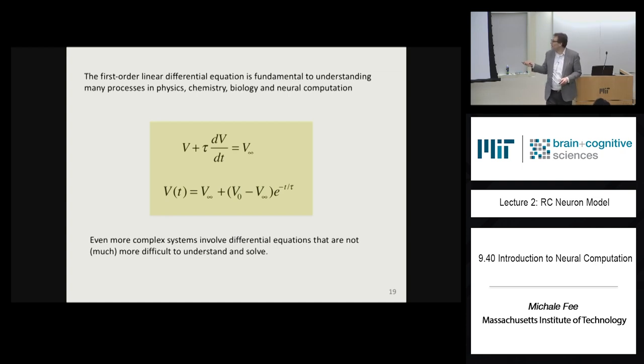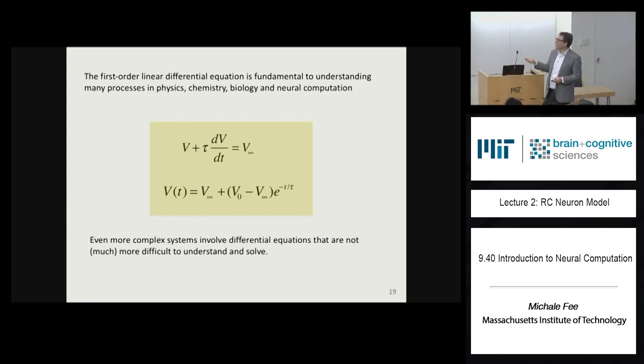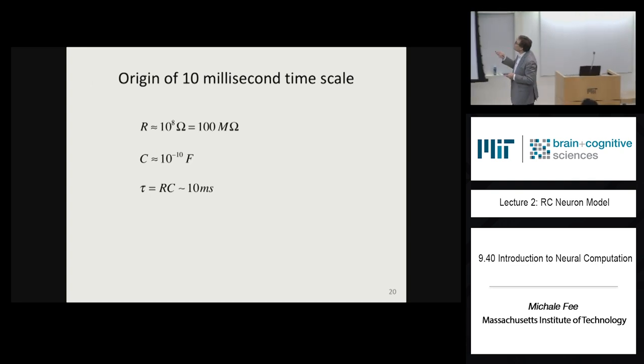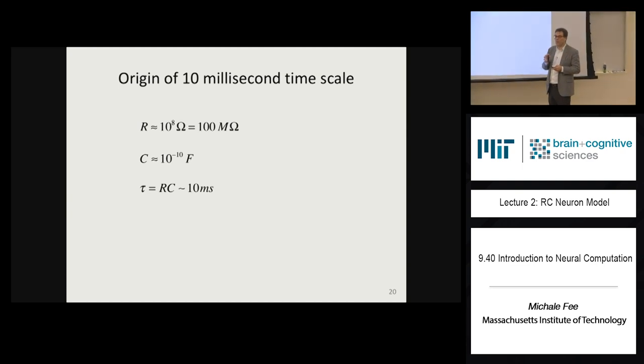All right, so try to really make sure that you understand this equation and how we derived it. Okay, let's talk about the origin of this, the time scale of a neuron. That tau of most neurons is about 10 milliseconds to 100 milliseconds, kind of in that range.